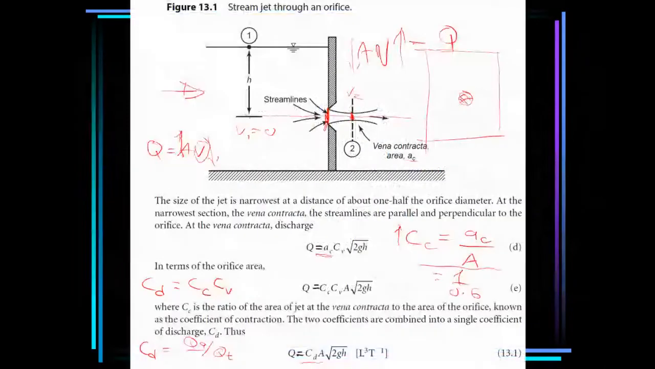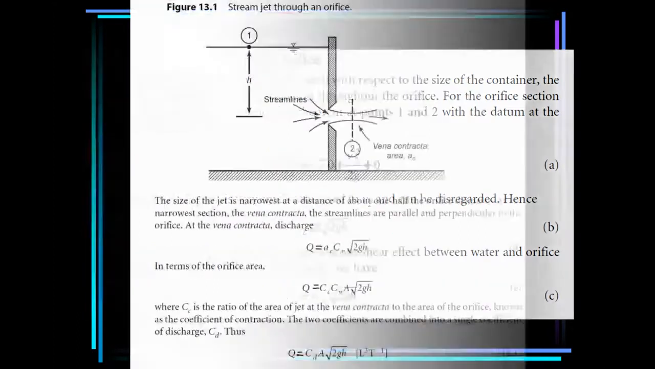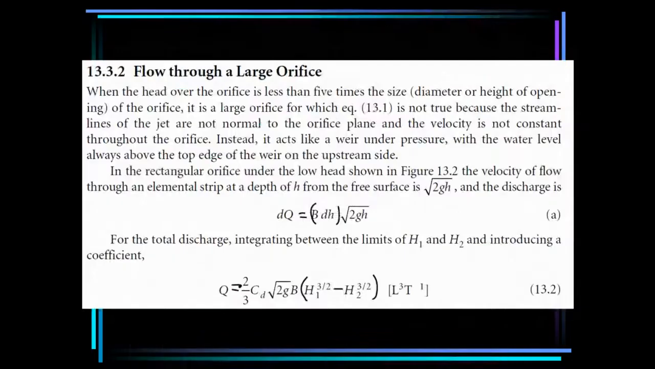Now this is, if you remember, for a small orifice. And what did we define as a small orifice? One where the area of the orifice is sufficiently small with respect to the size of the container. What about when we have a large orifice? Flow through a large orifice.